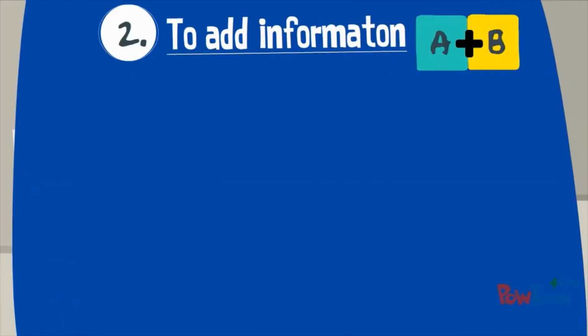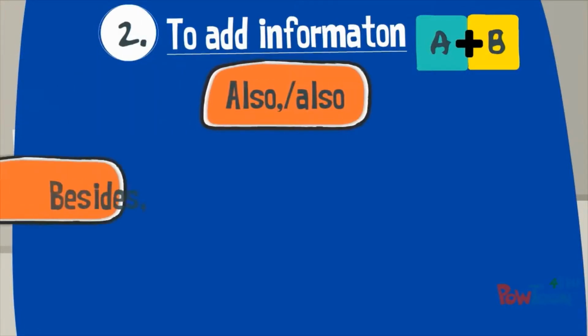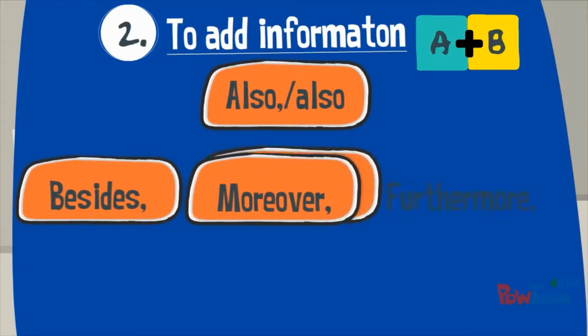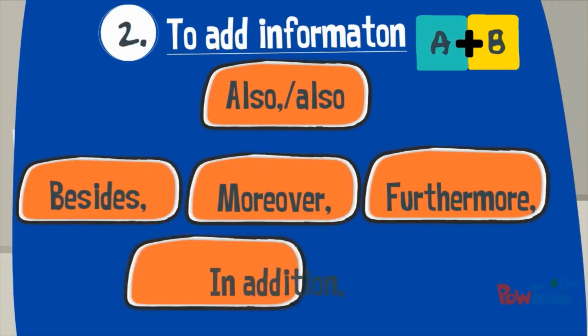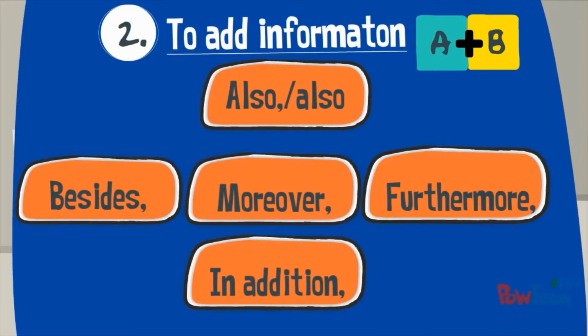To join similar ideas or give extra information within one sentence, we usually use "and". We can also use also, besides, moreover, furthermore, and in addition. We will see how they are used. Let's start with "also".